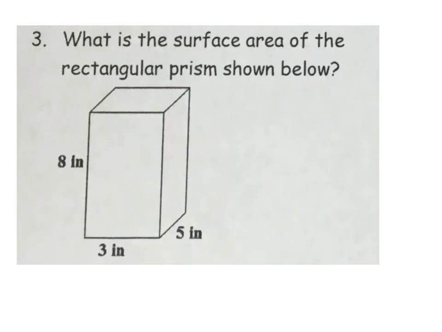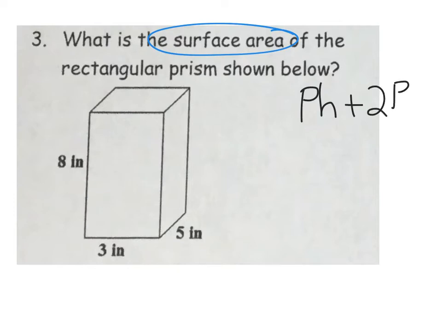All right, number 3. What is the surface area of the rectangular prism shown below? So surface area, this is the same thing we did today. Okay, so I'm going to highlight the base that I'm going to use. Actually, first what I'm going to do is write the formula for surface area. So the formula for surface area is capital P times H plus 2 times capital B. The capital P stands for perimeter of the base, H stands for the height, and then capital B stands for the area of the base.